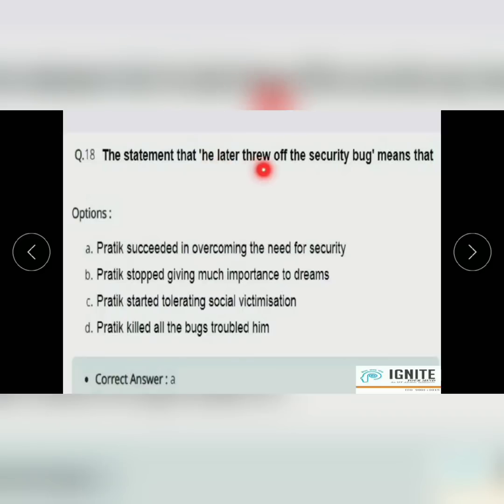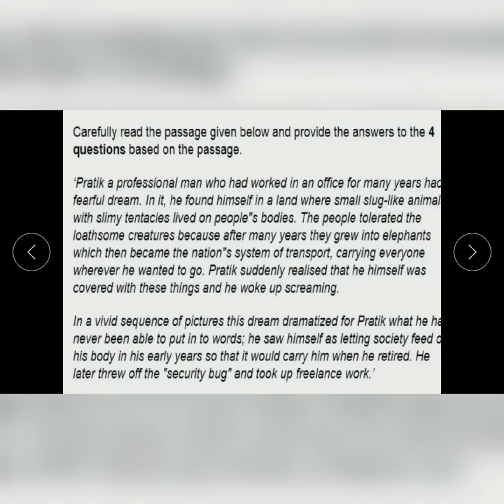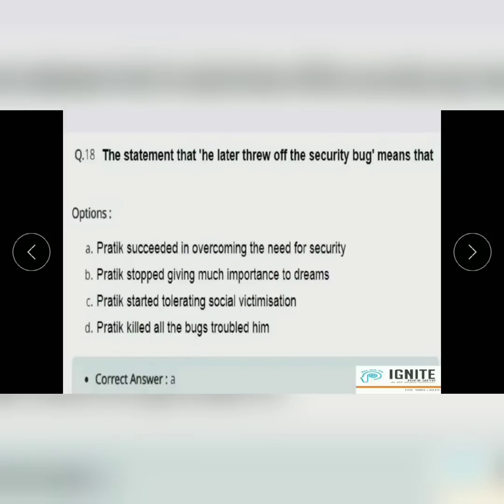The statement that he later threw off the security bug means that. Options are: Pratik succeeded in overcoming the need of security, stopped giving much importance to dreams, he started tolerating social victimization, and he killed all the bugs. Okay, from this passage, he later threw off the security bug and took up freelance work. That means he succeeded in overcoming the need of security.